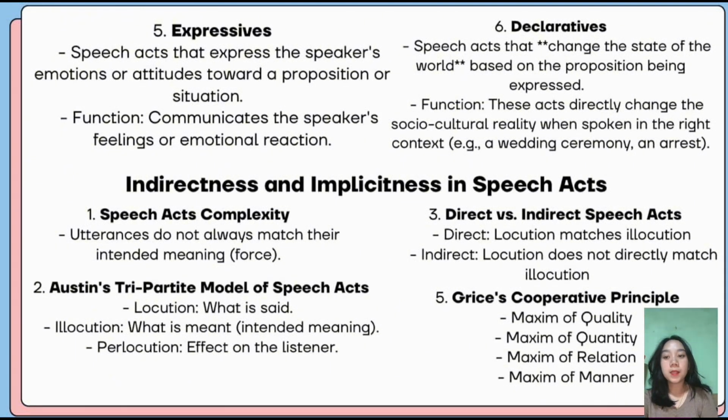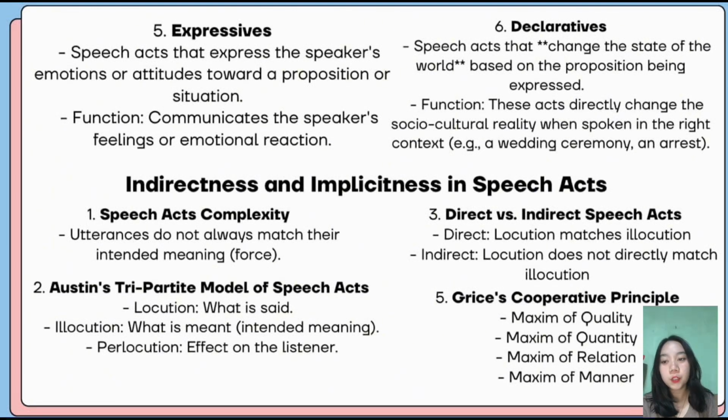Indirectness and implicitness in speech acts. So number one is speech acts complexity. Utterances do not always match their intended meaning. So when we say speech acts complexity, the words people say don't always match the intended meaning. Just for example, saying it's a bit cold here could be an indirect request to close a window rather than just a comment about the temperature.